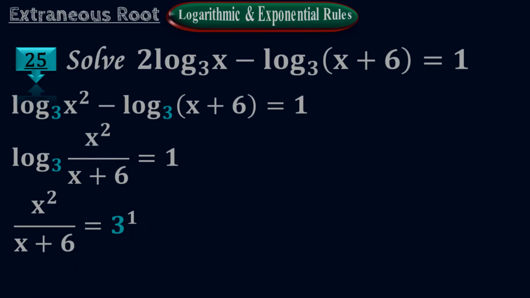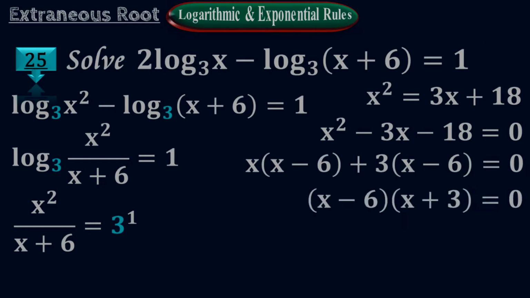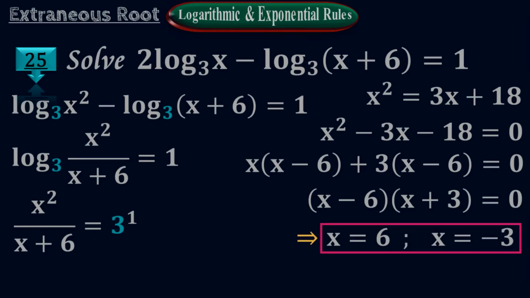3 to the 1 is 3. So multiply both sides by x plus 6. I will have x squared equals 3x plus 18. Bring this 3x plus 18 to the left to have x squared minus 3x minus 18. It is a quadratic equation. Let me make the factors out of it. So x plus 3 and x minus 6 are the two factors, which implies that x equals 6 and x equals negative 3. These are the two roots, which are the values of x.